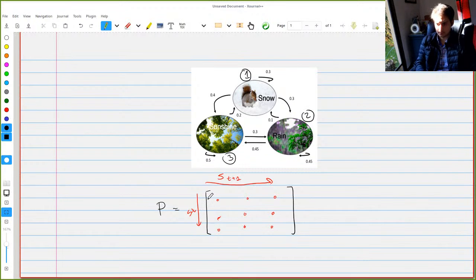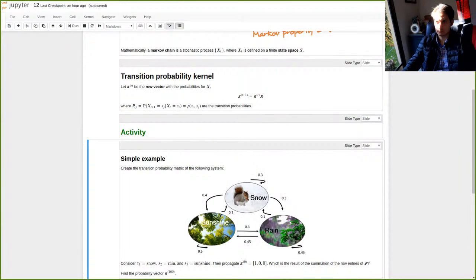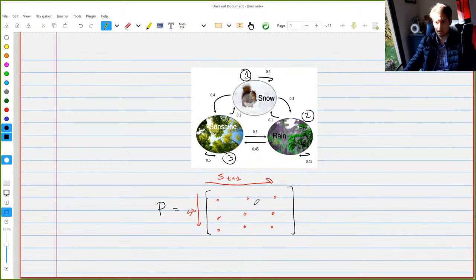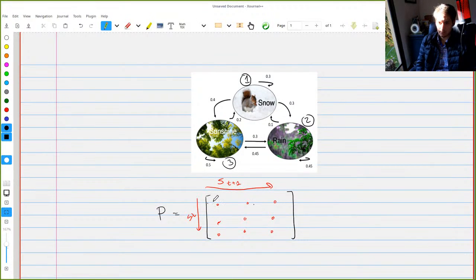For example, if I'm in the state 1, which is the probability of transitioning to the state 1? 0.3. 0.3, right? So it's 0.3. And now, if I am in the state 1, which is the probability of going to the state 2? 0.3 also. And for the transition from the state 1 to the state 3? 0.4.